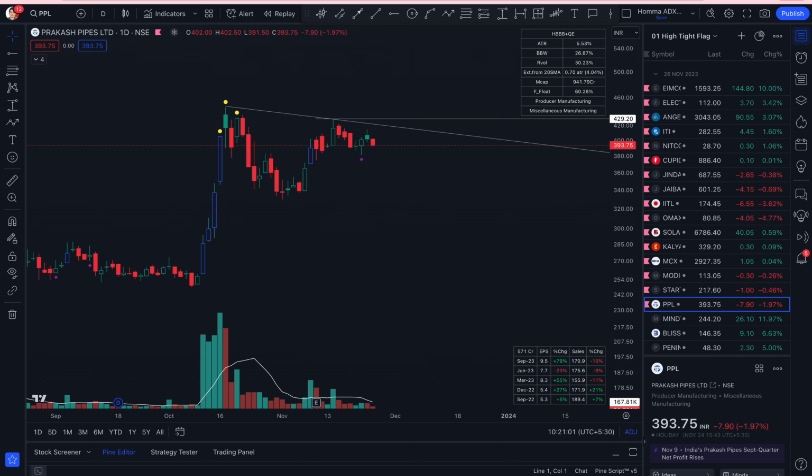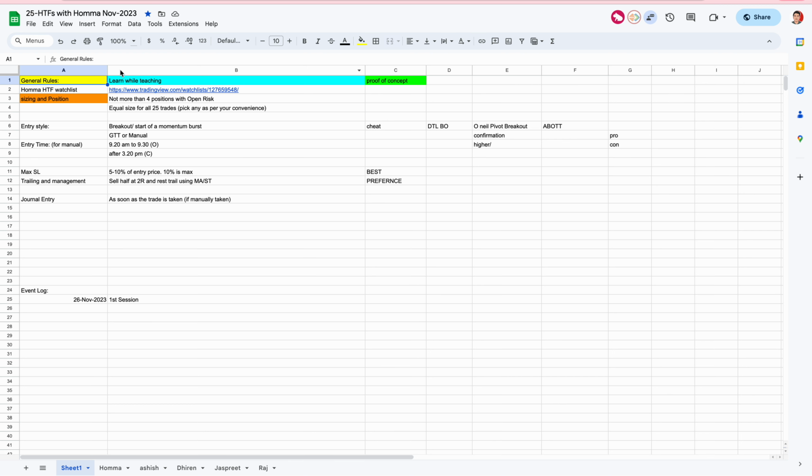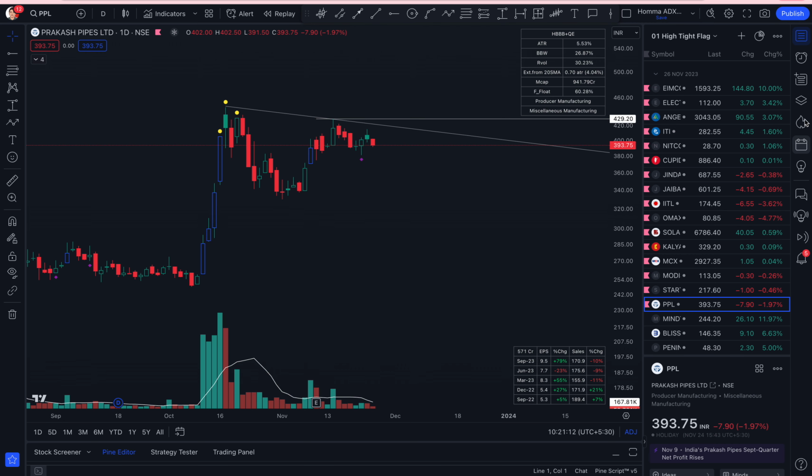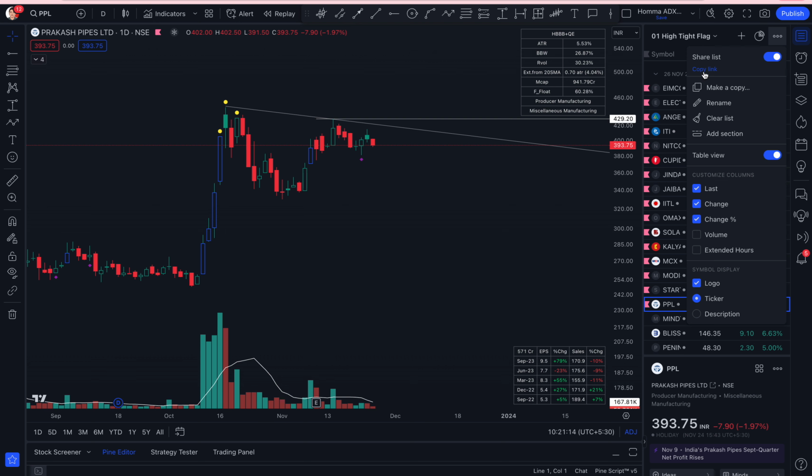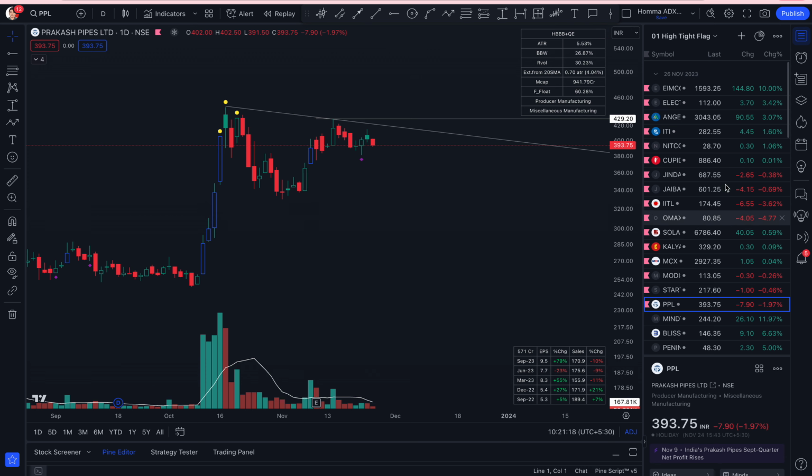So first of all, I will begin with the Google Sheet, which everything is there in the group description. Okay, the Google Sheet and the high tide flag link. But this one I'm also going to share in some other way so that you don't have to pick it up and enter it one by one.